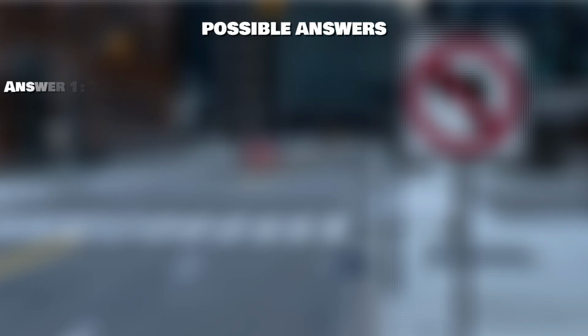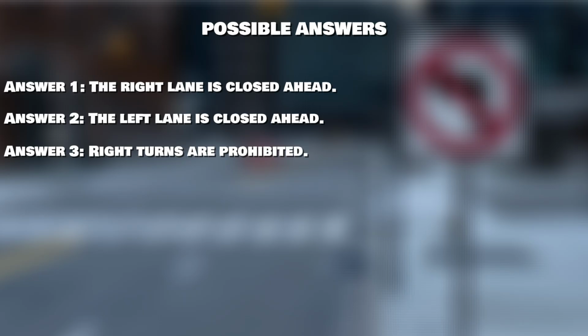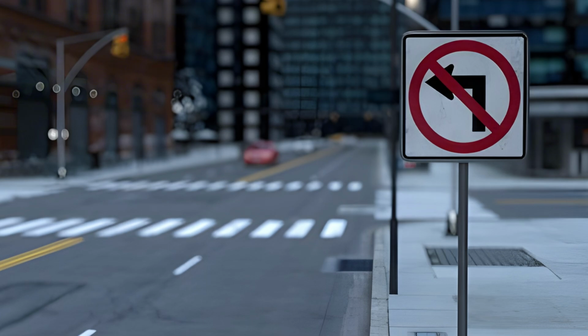Possible answers. Answer 1. The right lane is closed ahead. Answer 2. The left lane is closed ahead. Answer 3. Right turns are prohibited. Answer 4. Left turns are prohibited. Explanation. Answer 4. Left turns are prohibited.